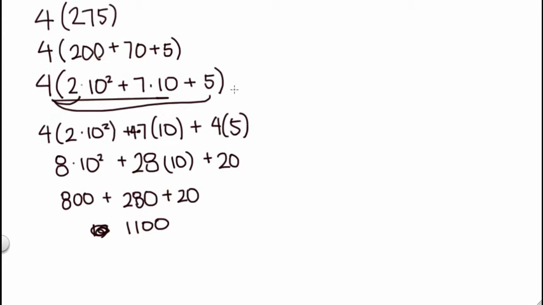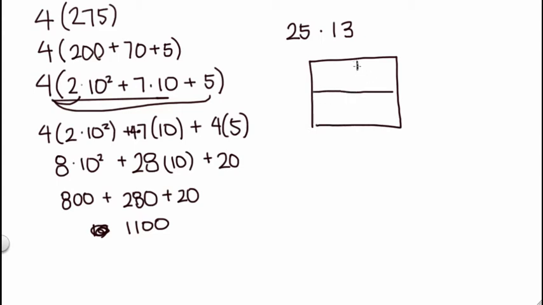Let's see. So what if we have a 2-digit by a 2-digit? So let's do 25 times 13. One way to do it is by the area model. You can do this using the longs and flats and whatnot as well. But 25 is 20 plus 5, and 13 is 10 plus 3. So the numbers that I fill in here, you can consider the area given the length and the width.